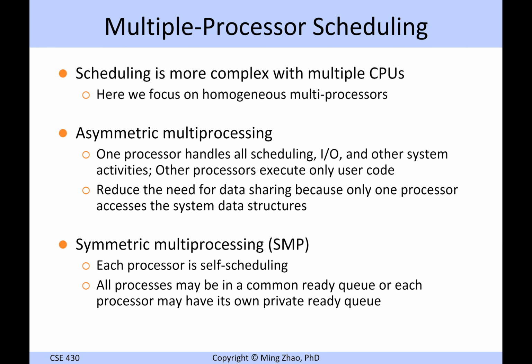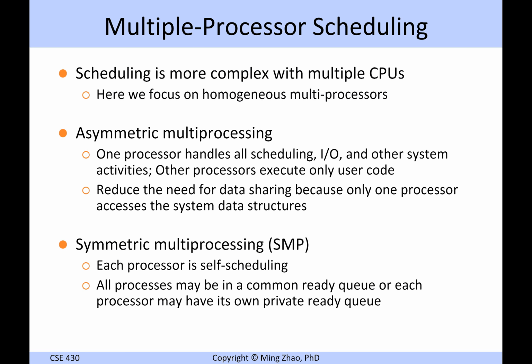It can be the different general purpose cores that we have on a processor. It can be the different general purpose processors that we have in the same system. So those are homogeneous, and that's the focus of our discussion here.